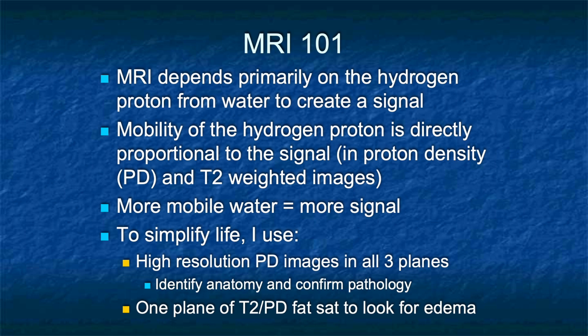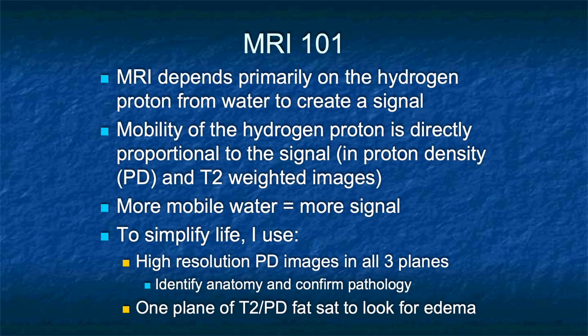So the first thing we want to remember about MRI that's very helpful in all aspects of musculoskeletal imaging is that MRI signal depends upon the hydrogen proton from water to create a signal. The mobility of this hydrogen proton is directly proportional to the signal on proton density and T2 weighted images. In other words, if a hydrogen proton is not able to move much, you won't generate much signal when you apply T2 or PD sequences to it. Whereas if it is slightly mobile, then you will start to get some signal. So in a sense, more mobile water means more signal.